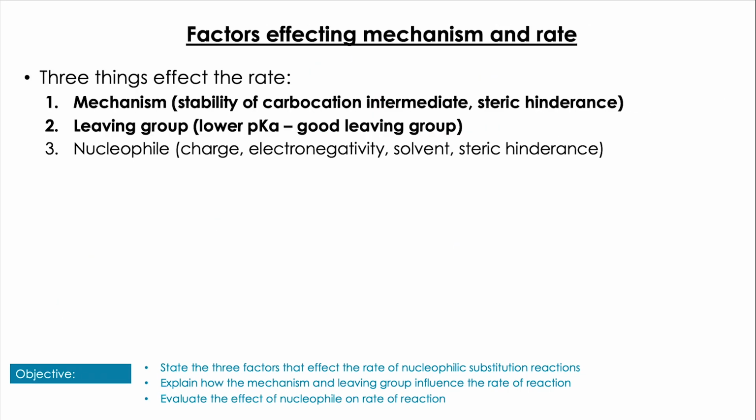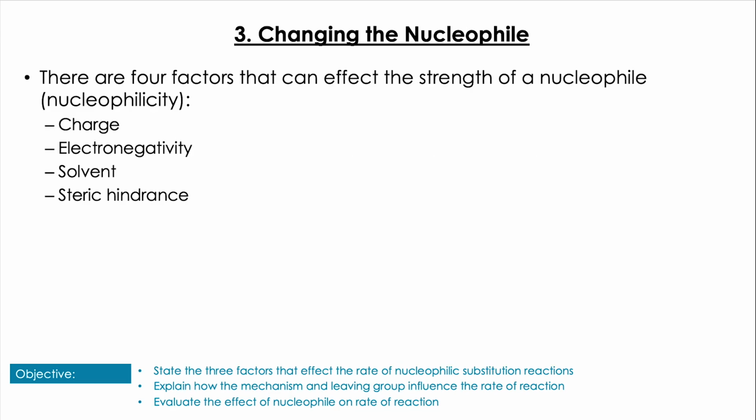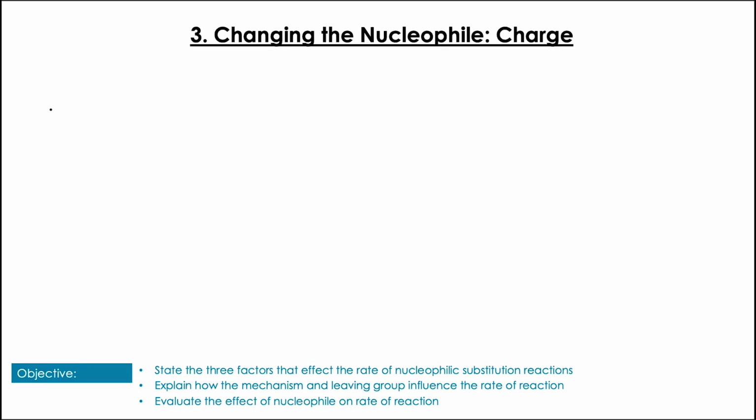The last thing we're going to look at is how the nucleophile can affect the mechanism and the rate. Now, there are 4 different components to how this can happen: through charge, electronegativity, the solvent, and steric hindrance. Now we're going to focus mainly on charge, although I will mention how the others also affect the rate. Hopefully you might have some idea how charge can affect nucleophilicity.